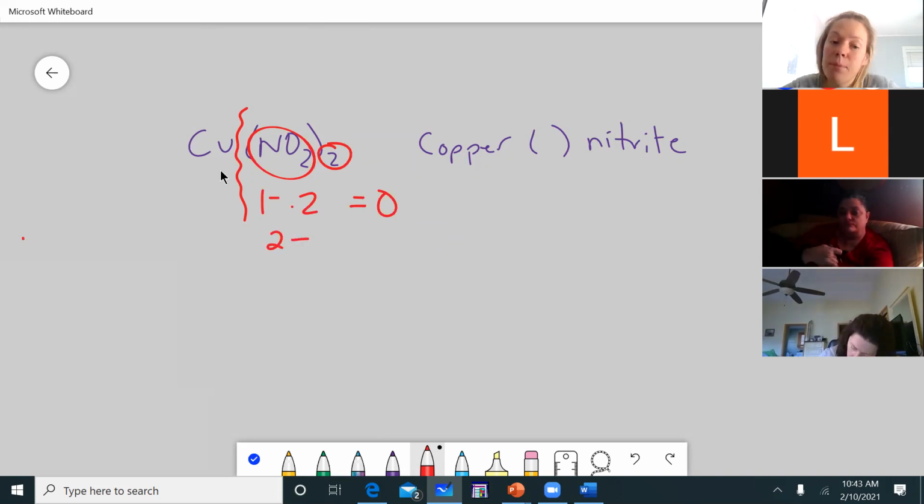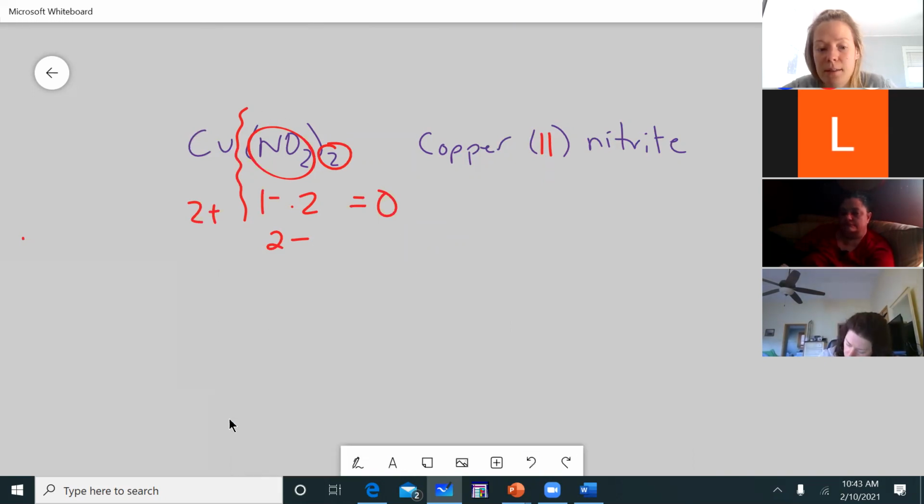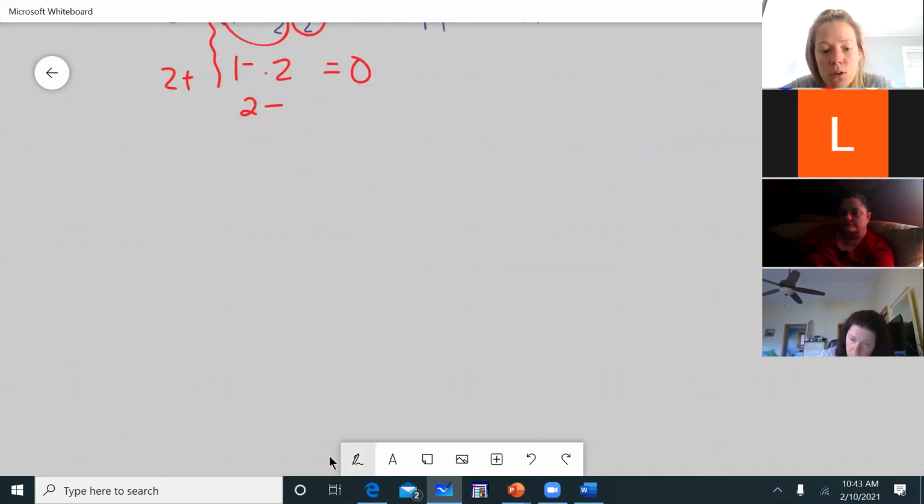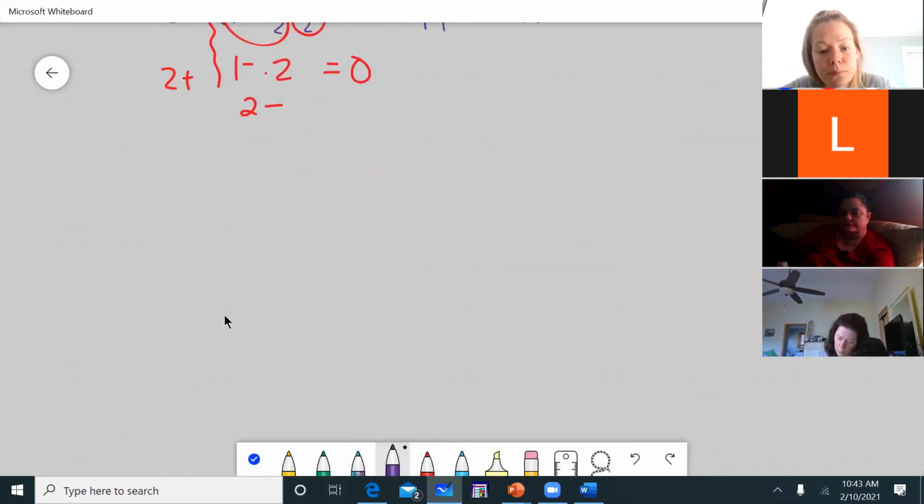So what does the copper have to be? There's only 1 of them, so it's got to be a 2+. Copper 2 nitrate. Same system. You just have to make sure you're treating the polyatomic ions as a packet. So I'm going to give you 2 of those to do.